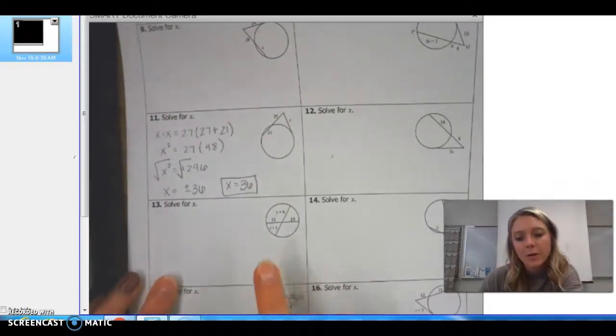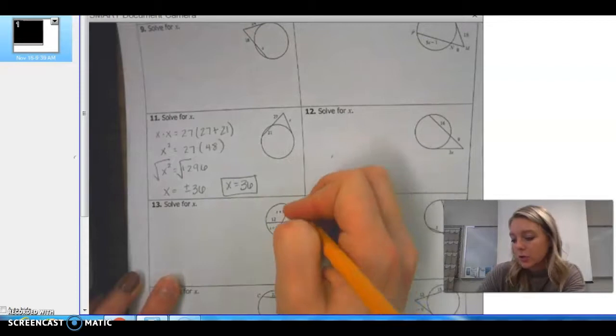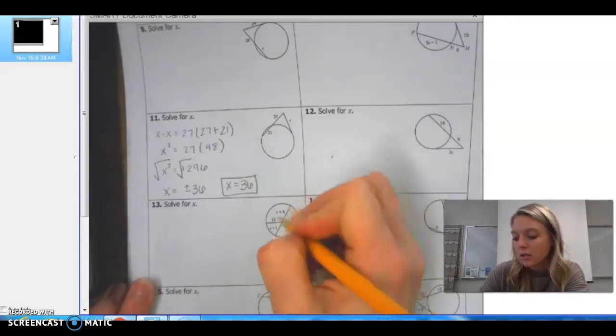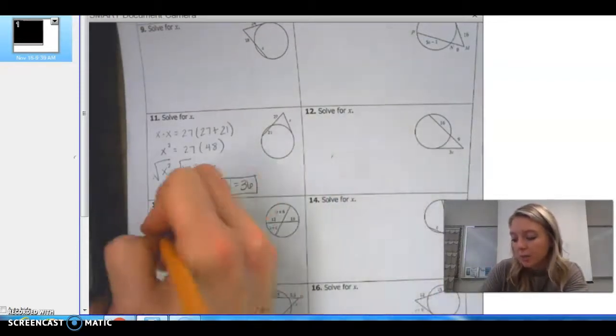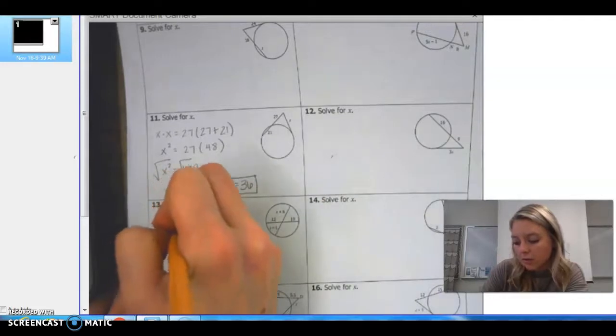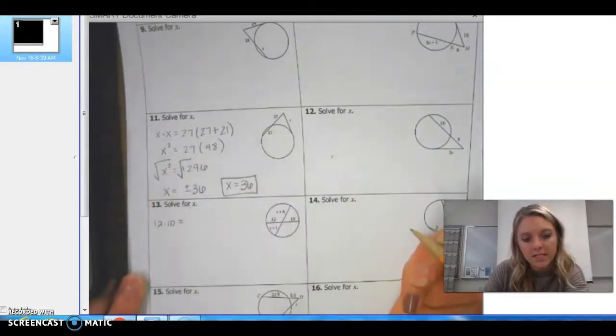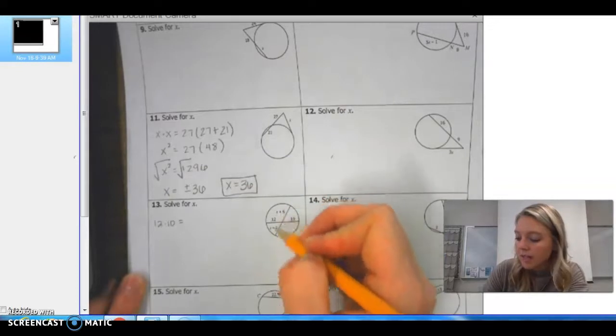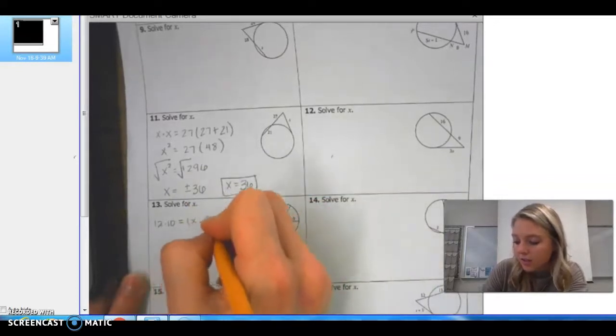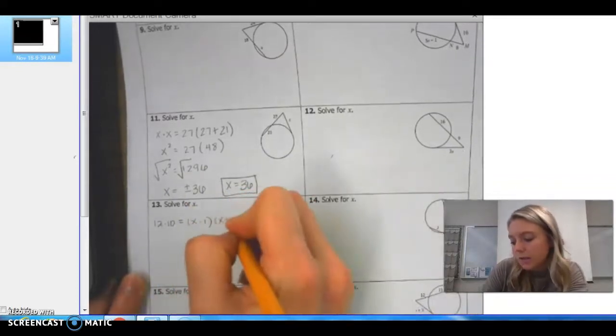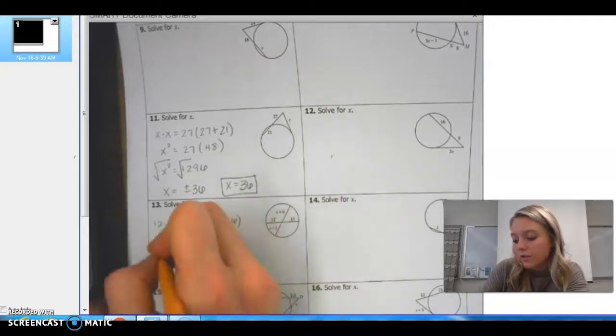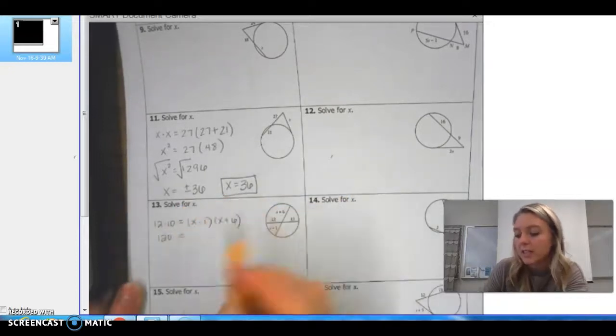So back to a type 1 situation with two chords. So part 1 times part 2, 1 chord, 12 times 10. And then multiply the other two parts together from the second chord. So 12 times 10 is 120.